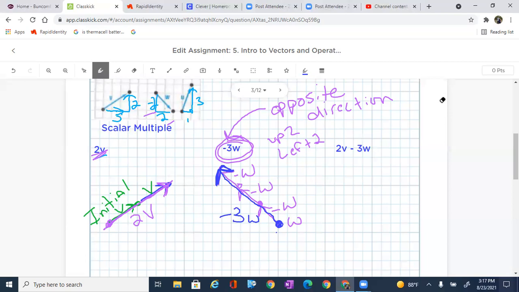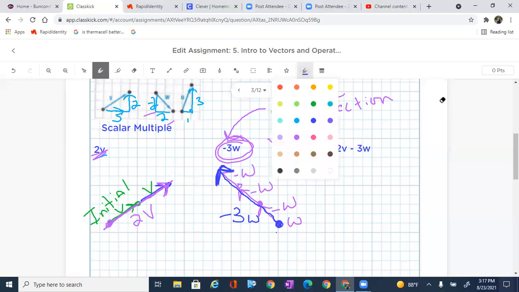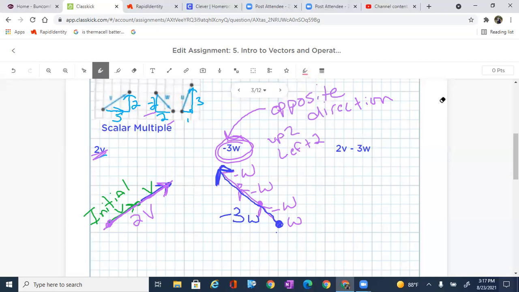Okay, so if I'm looking at 2V minus 3W's, I can follow out. I know 2V's is over 3 and up 2 twice, or over 6 and up 4. So I can say, okay, well, let's go over 6: 1, 2, 3, 4, 5, 6, and up 4: 1, 2, 3, 4. And I know that this is going to be 2V. Now I can follow the same format where I go over 3 and up 2, over 3 and up 2.